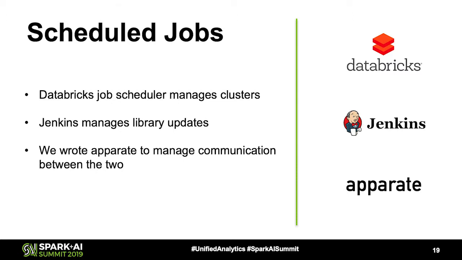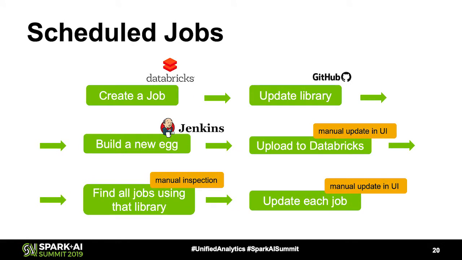It makes it really easy to not have to worry about the infrastructure management piece. But we hit a little bit of a snag when we wanted it to talk with Jenkins. So Jenkins is, as I said, our CI/CD tool. When you update a library, Jenkins can go and build an egg for you, can package up your library. But the APIs that Databricks has available to talk with Jenkins didn't do exactly what we wanted them to. And so it was a little bit complicated to update the jobs that we had scheduled with the new version of the library.